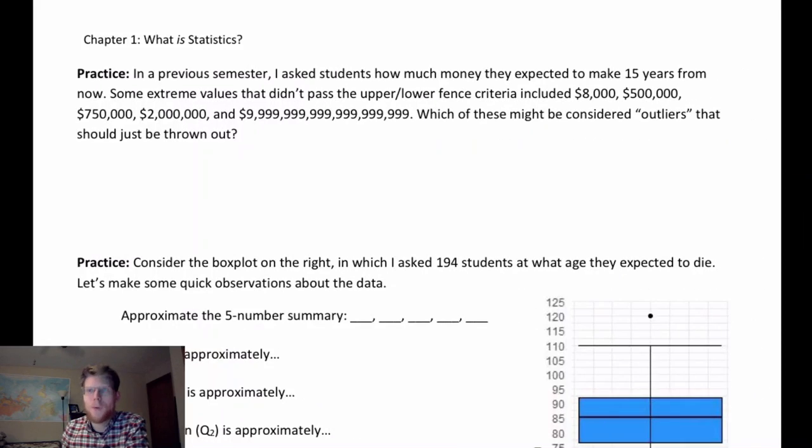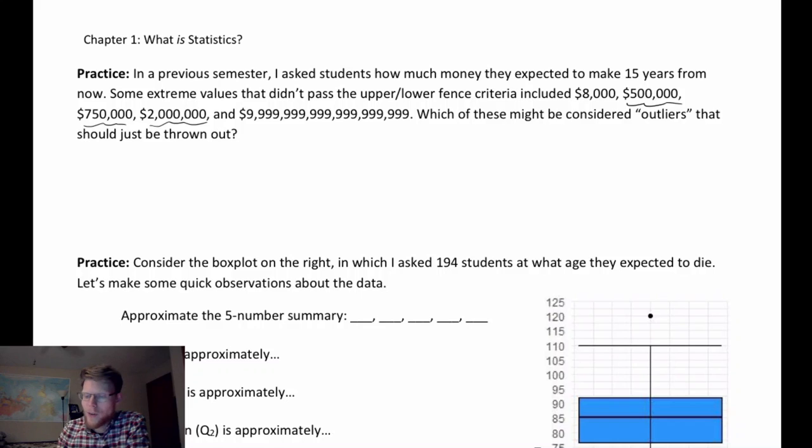I think there's a couple things that we can point out. When I look at these, I feel like 500,000 and 750,000 are still very sensible answers that I could see somebody saying. They're very high, but they're not outrageous salary values. 2 million is a little bit more questionable, but again, it's not outrageous. I would say it's still borderline reasonable.